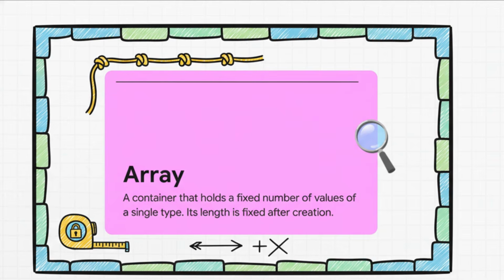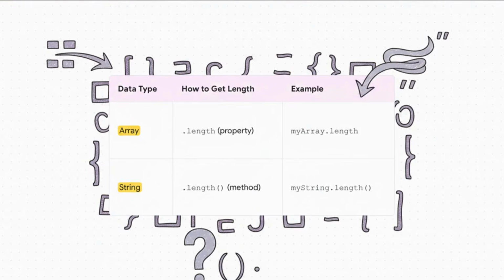The size is fixed. Now here is a tiny, tiny detail that trips up literally everyone at some point. To get an array's size, you use the .length property. Notice no parentheses. For a string, it's the .length method, with parentheses. It seems small, but remembering that distinction will save you from so many silly compile errors.